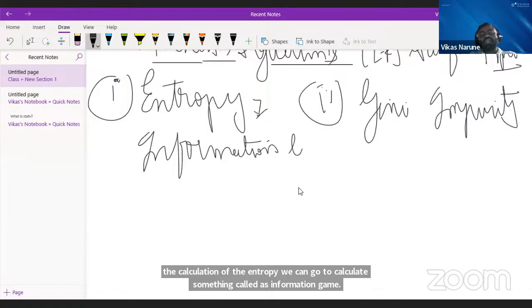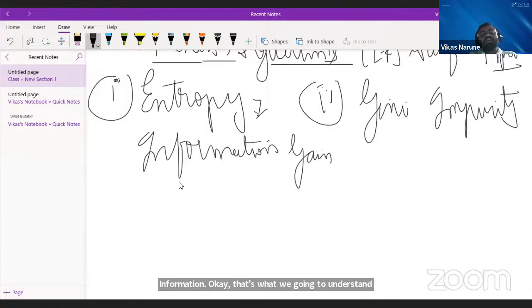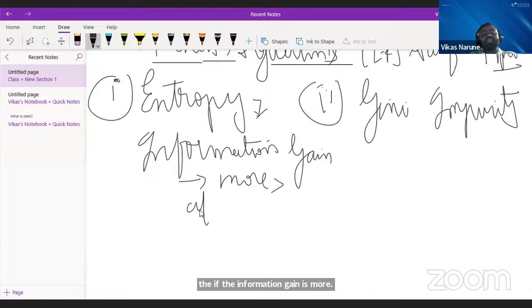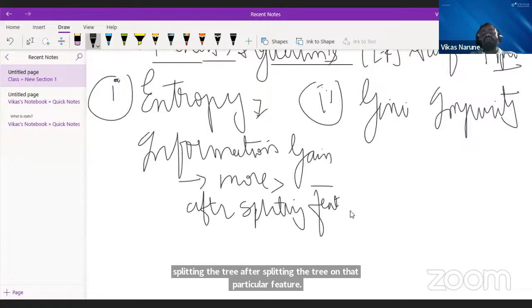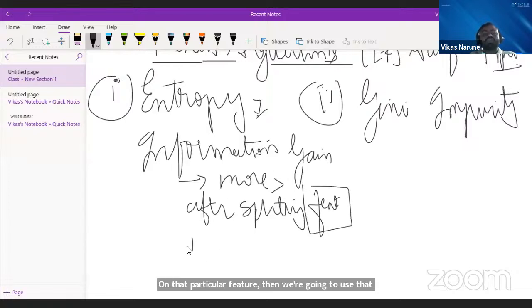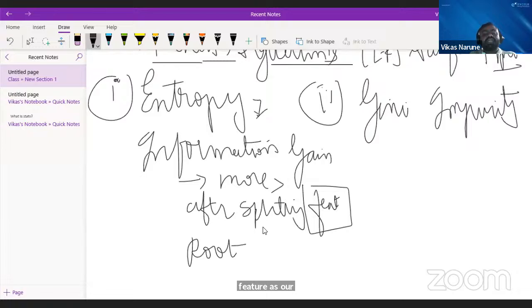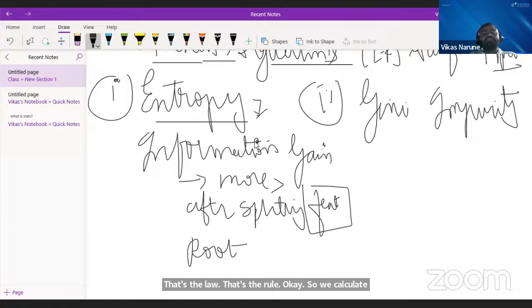So information gain will be calculated, and if the information gain is more after splitting the tree on that particular feature, then we're going to use that feature as our root node. That will become your root node. That is the law, that's the rule. Okay, so we calculate entropy first, and based on entropy we calculate something called information gain.